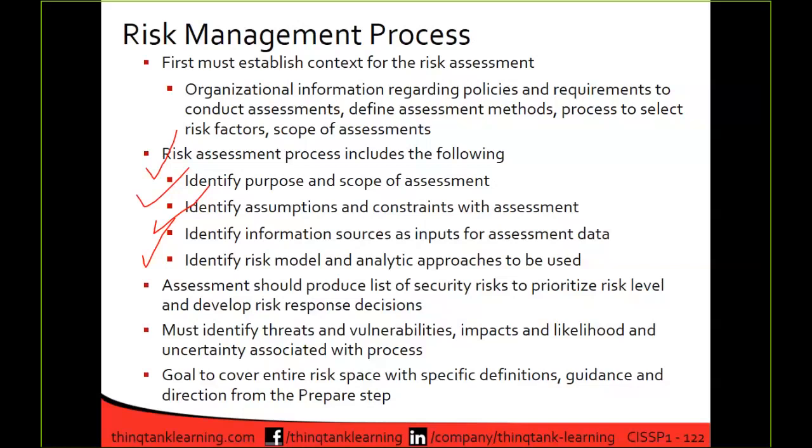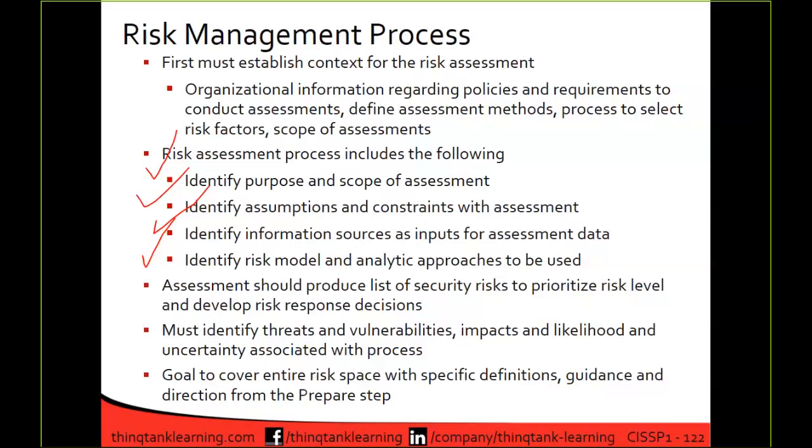All right. Now the risk model. Risk model could be, are we using a quantitative approach? Are we using a qualitative approach? Are we concerned about finance? Are we concerned about personnel? Are we concerned about information? And so on. So assessment should produce a list of security risks to prioritize the risk level, and then we develop our risk response decisions based on that prioritization.